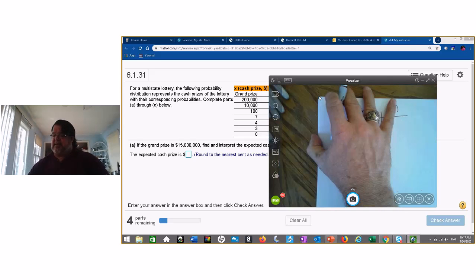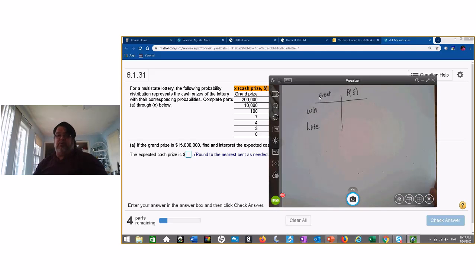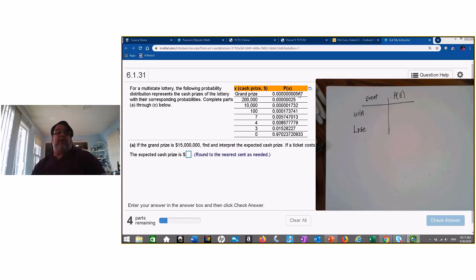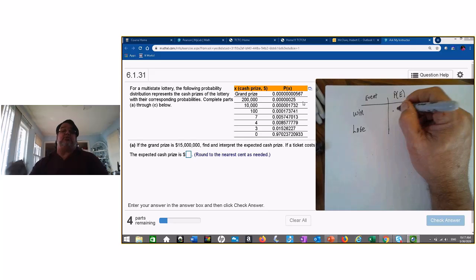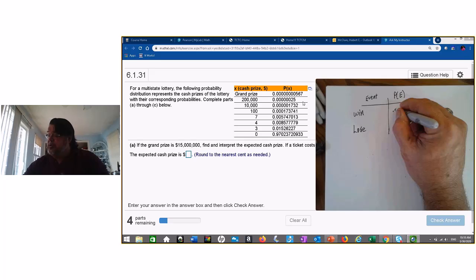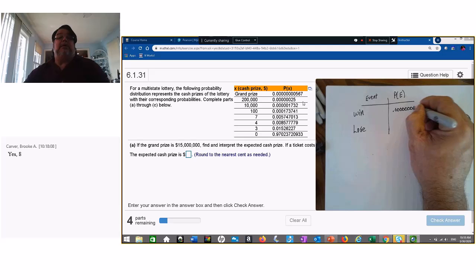The probability of winning is, what's that? Let me move this, not the paper. There we go. What's the probability of winning? That big, long number. Okay? So that's going to be 0 point, how many zeros is that? 1, 2, 3, 4, 5, 6, 7, 8. Is that 8 zeros? I think it's 8 zeros. 1, 2, 3, 4, 5, 6, 7, 8, 5, 6, 7.